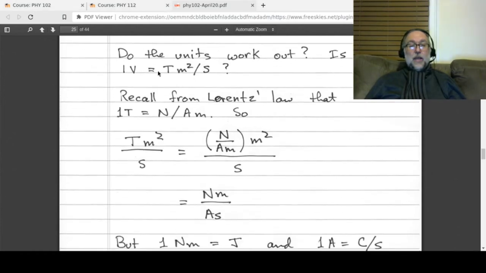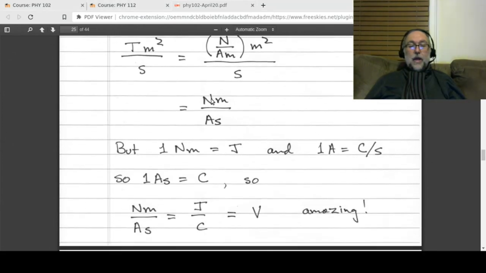So the best way to understand a tesla is always from Lorentz's law. And remember from Lorentz's law that a tesla is basically a newton per amp meter. Just to remind you, if you have 1 meter of wire carrying 1 amp in a 1 tesla field perpendicular, that's going to give you 1 newton of force. So if we put that in there for our tesla, so we have a newton per amp meter, and we multiply everything out, we get to this form right here. But a newton meter, that's a joule, because that's work. If you have a newton of force and you push something 1 meter, that's 1 joule of work. So 1 newton meter is a joule.